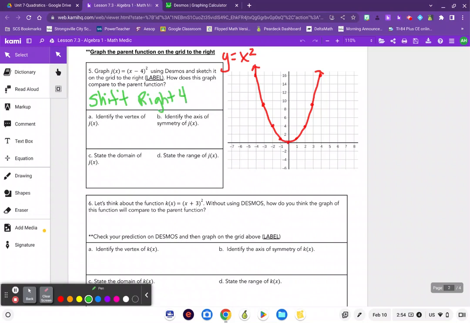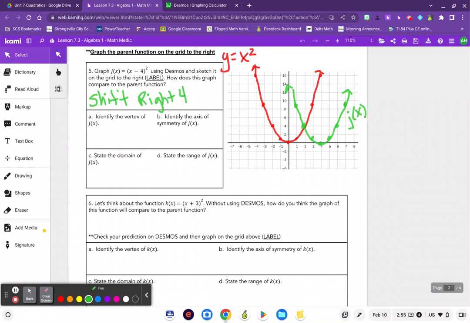And so every single point on this parent function is going to get shifted right 4. The vertex gets shifted right 4. 1, 1 gets shifted right 4. I have the symmetry. 2, 4 gets shifted right 4. I have the symmetry. 3, 9 gets shifted right 4. I have the symmetry. Well, that's good enough. All right, so I'm going to label this. This is the j function. Now I'm going to answer some questions.